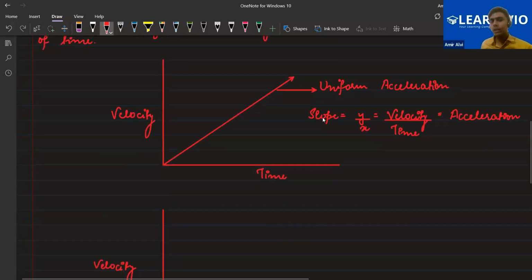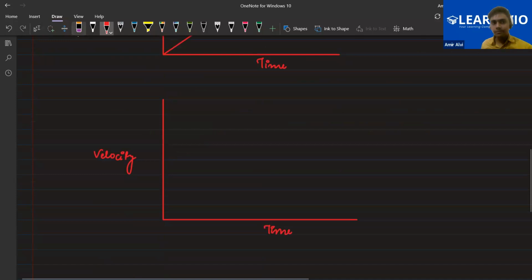I've just told that basically the slope is the ratio of y-axis by x-axis. On the y-axis, velocity is represented, and time is represented on the x-axis. So basically, the ratio of velocity by time is nothing but acceleration, the rate of change of velocity. Clear? Okay.